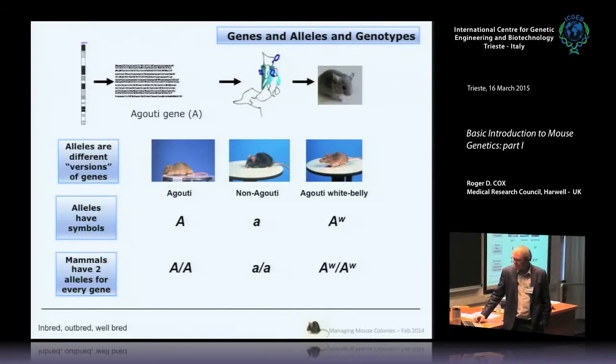And this is a single gene. So these are alleles of the agouti gene. There's a gene called the agouti gene, it makes a protein, controls coat color, and there are different versions of this gene, alleles of this gene. So agouti, non-agouti, agouti white belly.